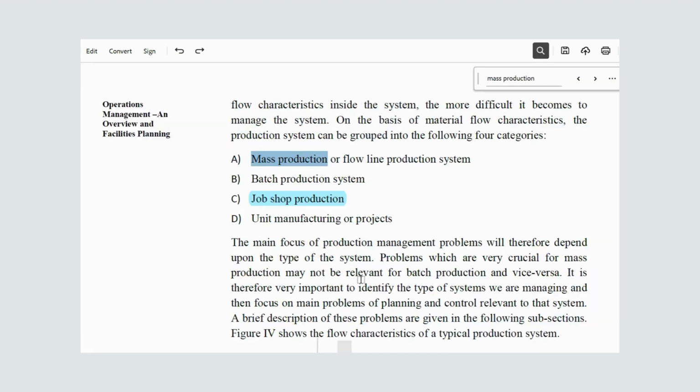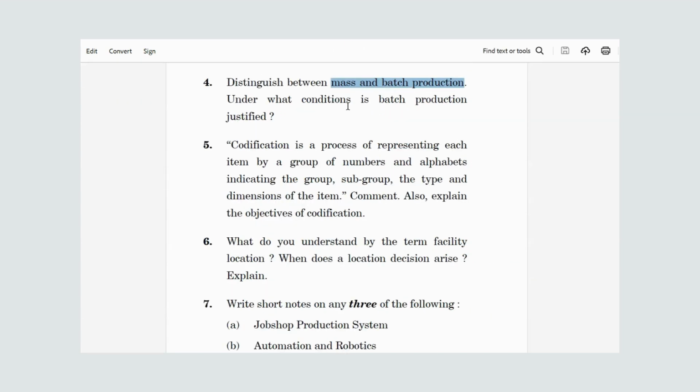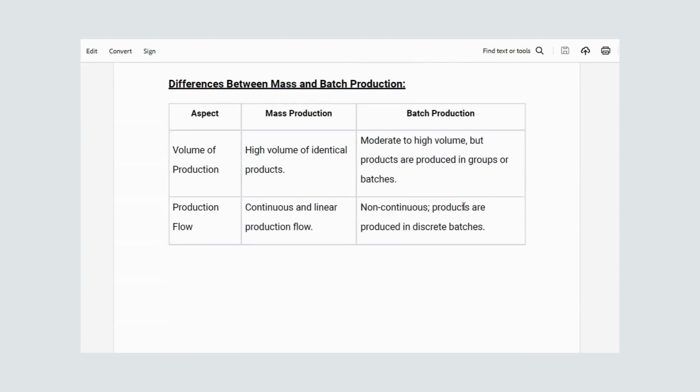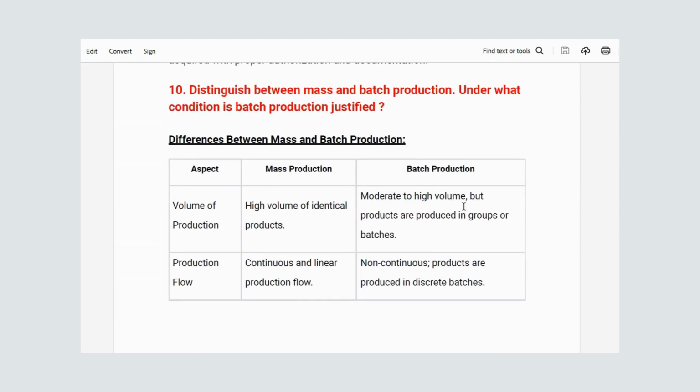In Unit 1, Operations Management Overview and Facilities Planning, we can see the different production systems like mass production, batch production, job shop production, unit manufacturing, and all those kinds of production systems. So the question asked here is to differentiate between mass and batch production. So let's see. For ease of understanding, I have made the answer in a tabular form.